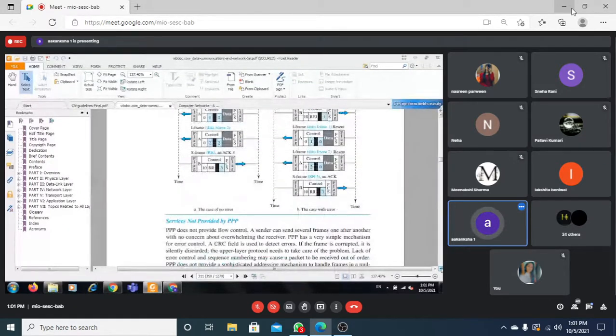Then we have the protocol field. Protocol is 1 to 2 bytes depending on what has been agreed upon by both the parties, sender and the receiver side. So this can be 1 byte long, it can be 2 bytes long.